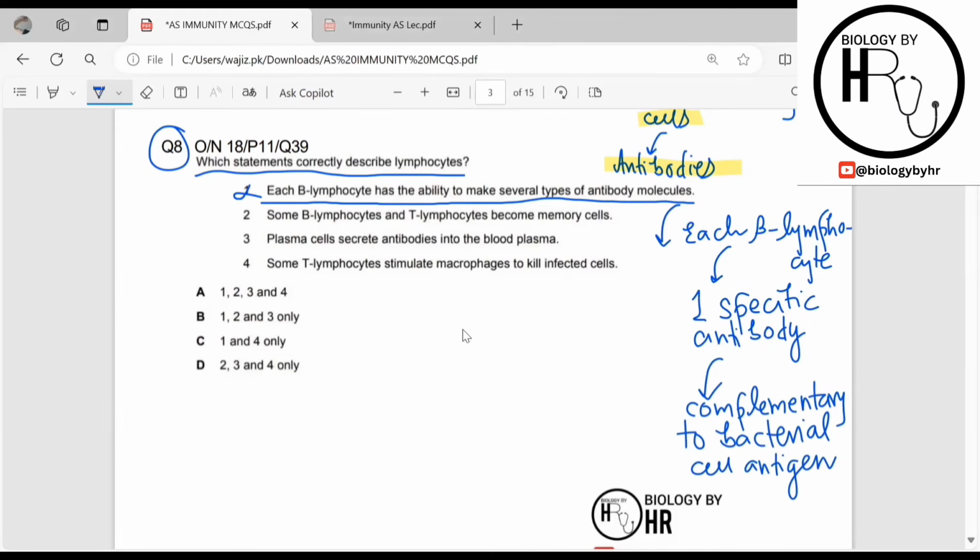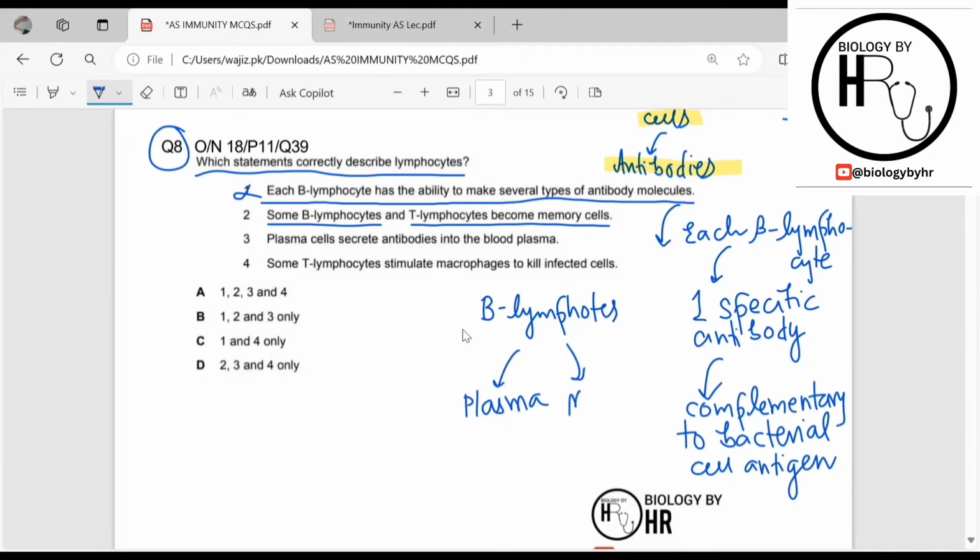Then in statement 2, they are saying that some B lymphocytes and T lymphocytes become the memory cells. Yes, I have already discussed above that B lymphocytes convert into plasma cells as well as memory cells. And the T lymphocytes also differentiate into memory cells. So we can say that statement 2 is the correct statement. Then in statement 3, they are saying that plasma cells secrete antibodies in the blood plasma.